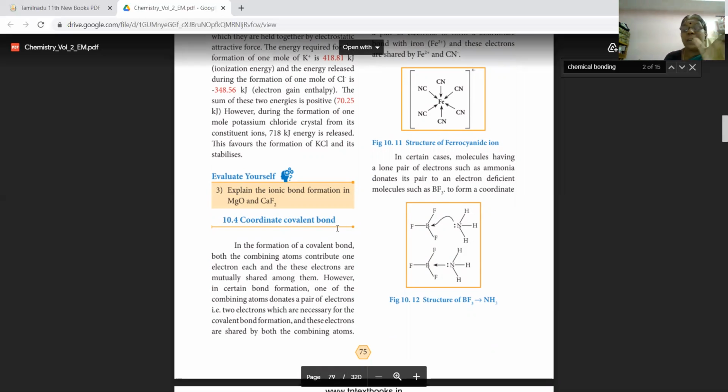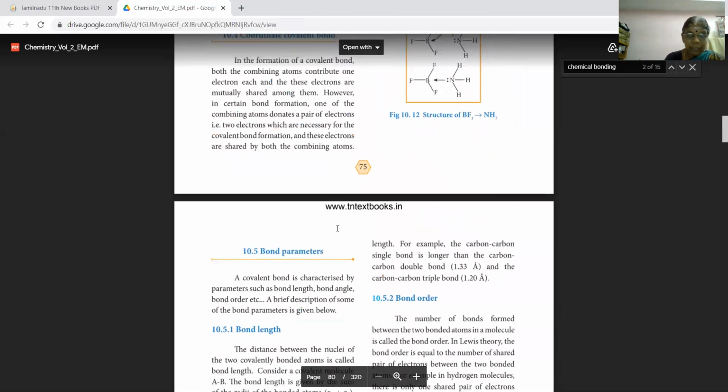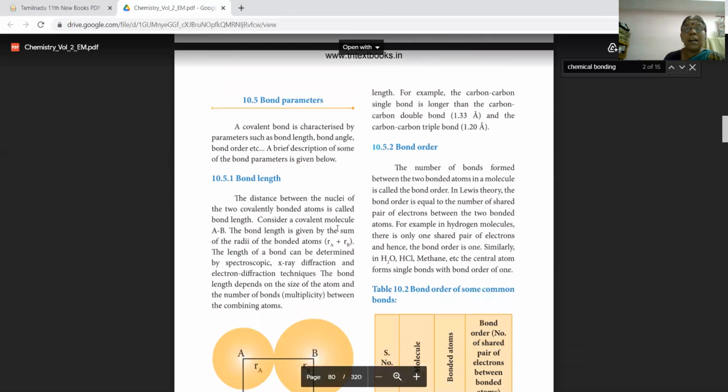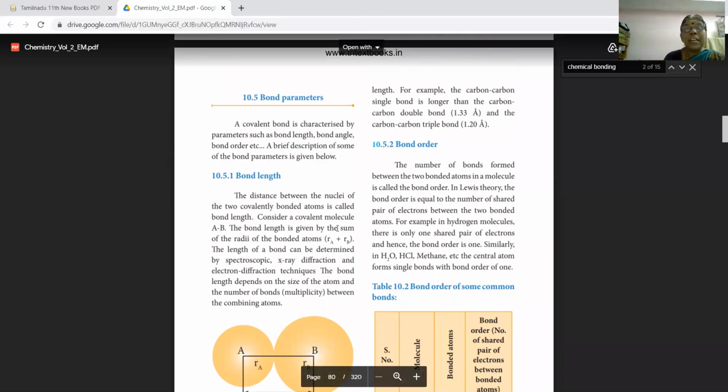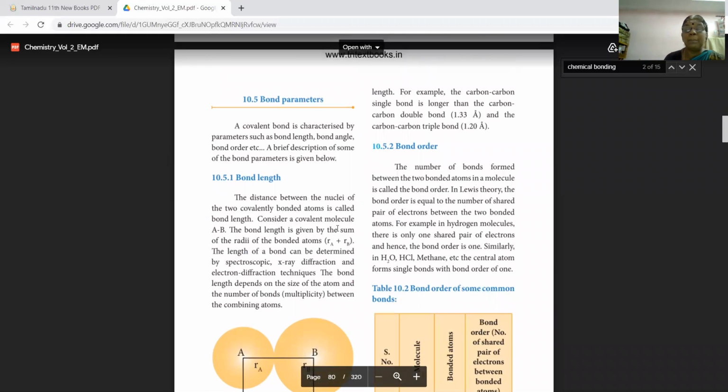So between BF3 and NH3 also we have the coordinate bond. Okay, next we are going to see the bond parameters. A covalent bond is characterized by parameters such as bond length, bond angle, bond order, etc. A brief description of such bond parameters is given here: bond length, bond order, and bond angle. We are going to see those now.